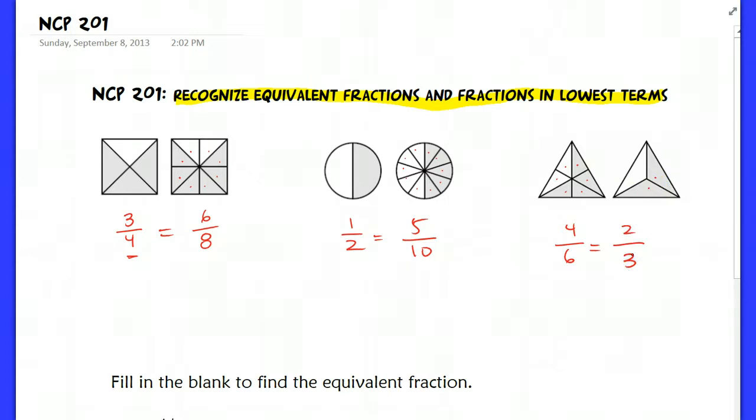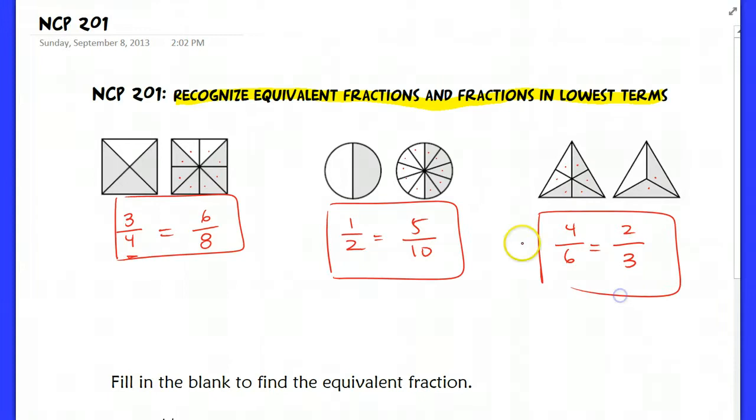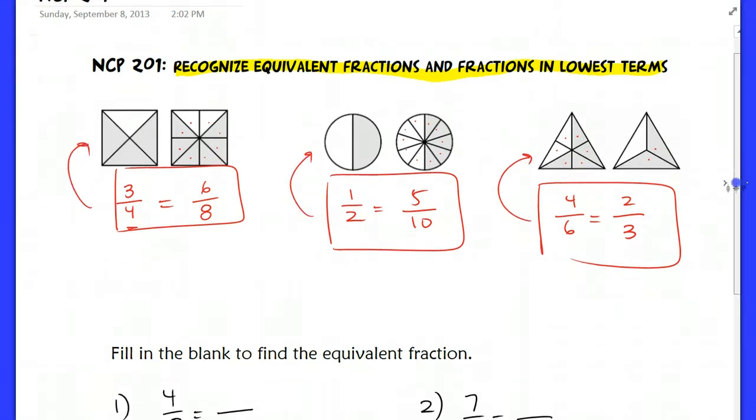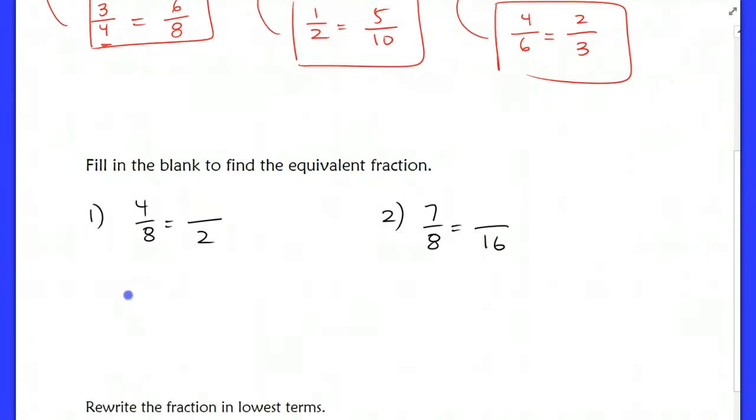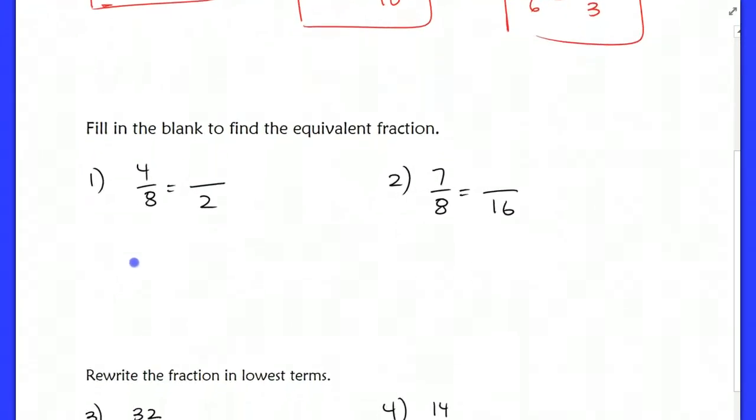Now, this is just to help you visualize and kind of understand what we're doing with just the math. So this is what we're focusing on here. This is just a picture that illustrates that concept. Okay? So let's take a look at the first examples here. It says to fill in the blank to find the equivalent fraction.